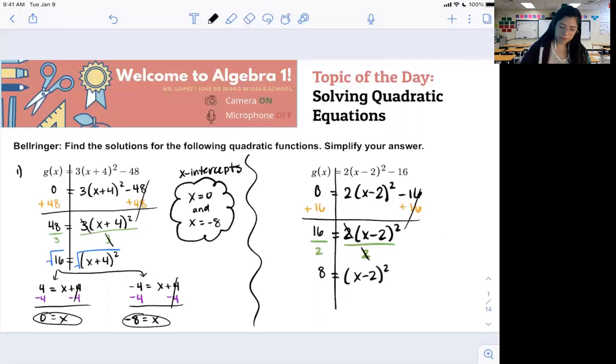Take the square root. Okay, what's the square root of 8? What's 4 times 4? 16. So is that the square root of 8? No. What is the square root of 8? 2? What's 2 times 2?